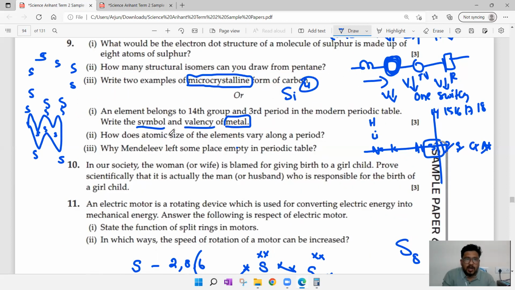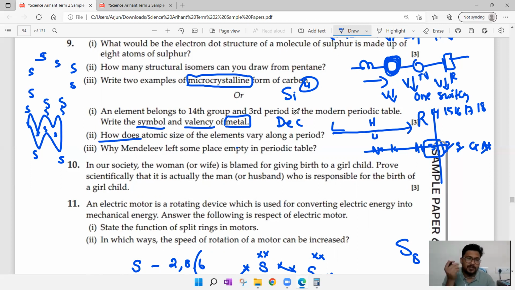Next question. How does atomic size of the element vary along a period? Along a period, how will atomic size vary? Atomic sizes will decrease if you are moving from left to right. Just they are asking how does. So you can write atomic size or atomic radius will decrease. It will decrease. They didn't ask you to explain.